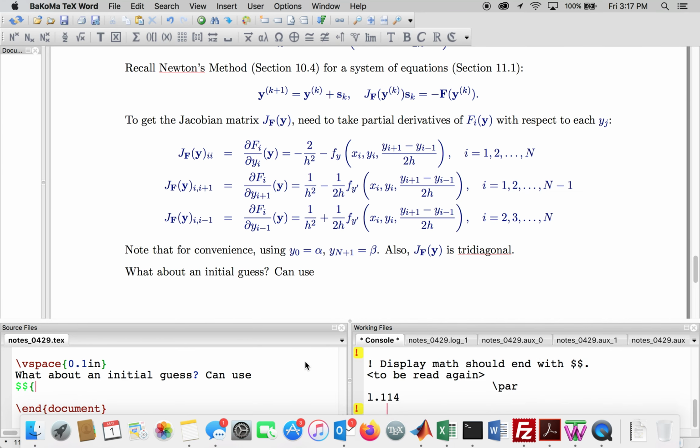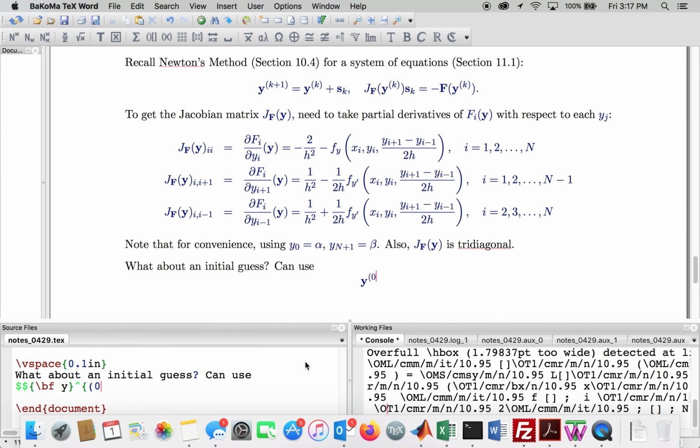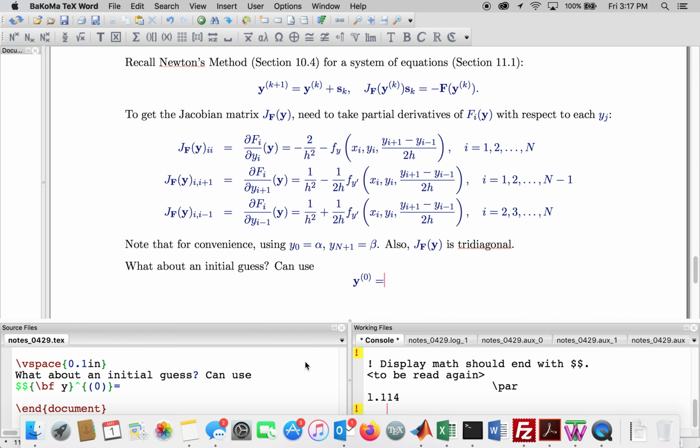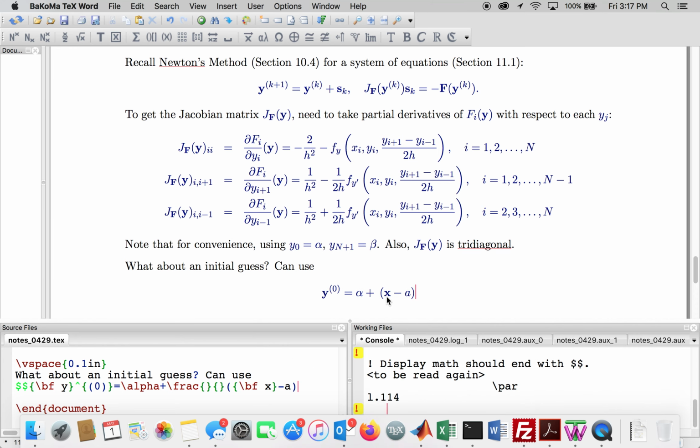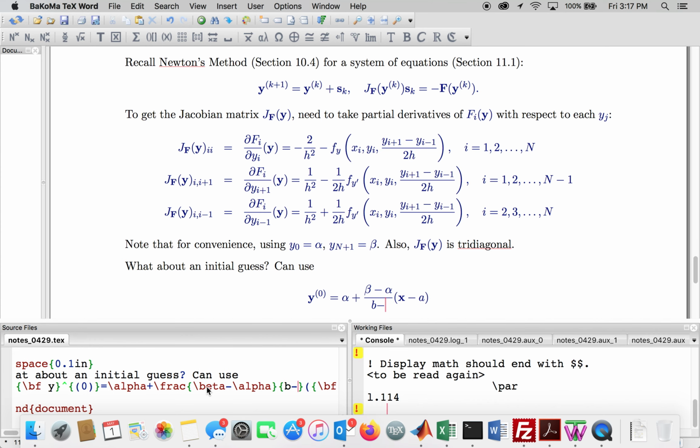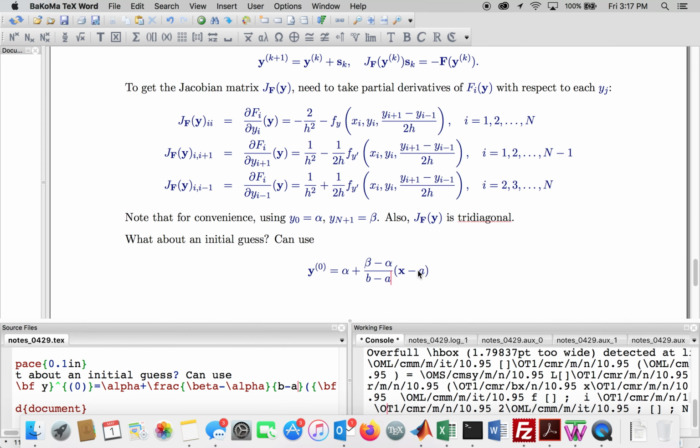Okay, so y0 is equal to alpha plus, I'm actually using point slope form here. So we take our vector of equally spaced x values, x here, and subtract a and then multiply by beta minus alpha over b minus a. So in other words, if x is equal to a, all of this would go away.